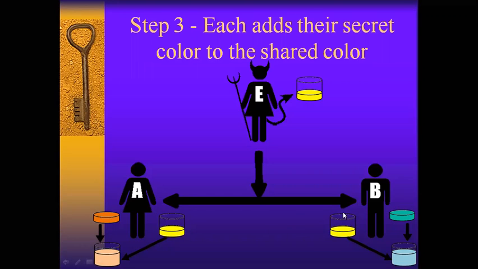So now they are going to add these two and get a new color. A has one secret color, orange, and she adds it to the shared yellow color, and she gets this kind of color. B also has the shared color yellow and one secret color, green. He has added both green and yellow, and he got a color like this. So what will happen in this case?